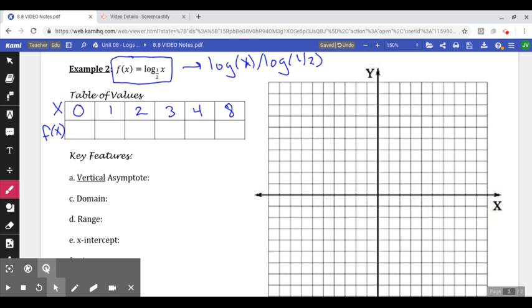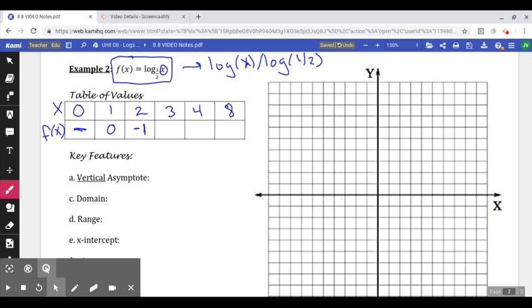If we type in log of 0 divided by log of 1/2, our calculator actually can't give us a value because this position, the x position right here, which is called the argument, cannot be 0 or negative. If we type in log base 1/2 of 1, our calculator is going to give us 0 as the answer. Log base 1/2 of 2, or log 2 divided by log 1/2, our calculator is going to give us a value of -1. 1/2 to the -1 is 2. That's what the calculator is kind of doing, or the math behind it.